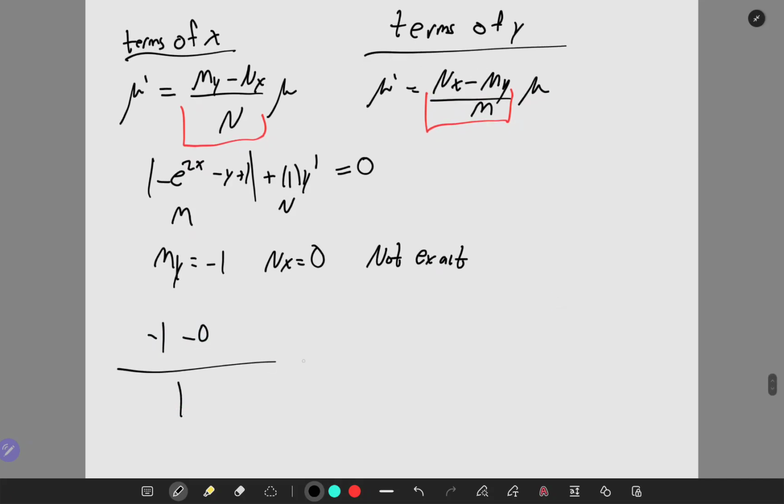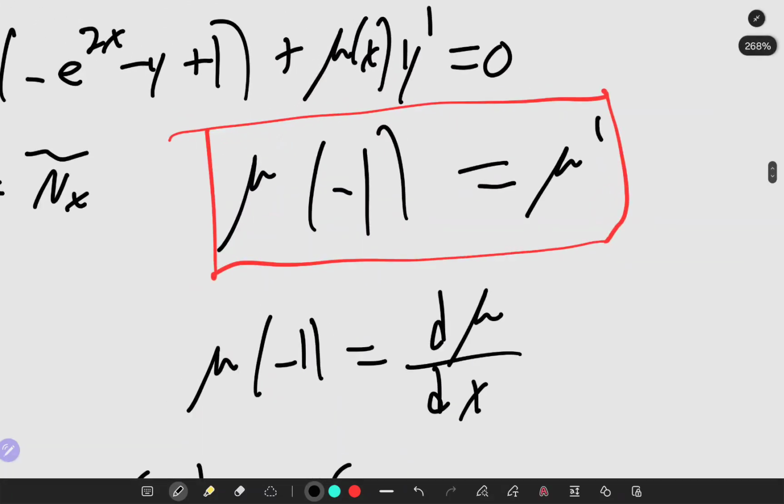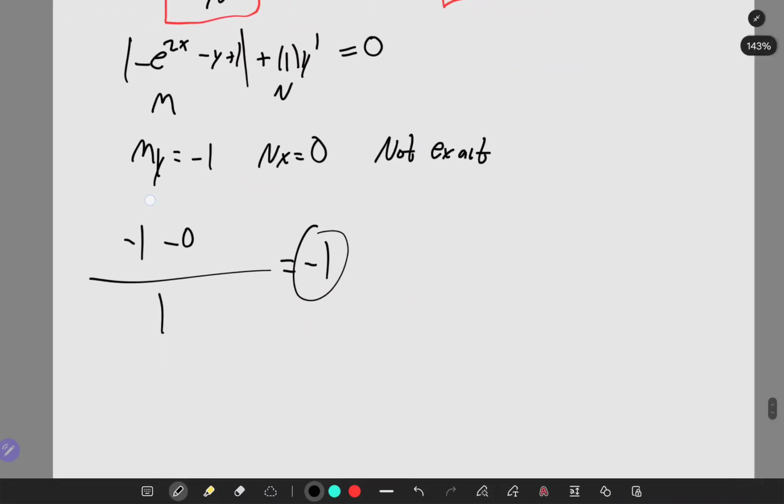But anyways, m_y is -1, and n_x is 0. N is 1. That eliminates x and it eliminates y. Right? This is what we had before, right? That -1 we had right there. That's what that is. That's where we get that from.